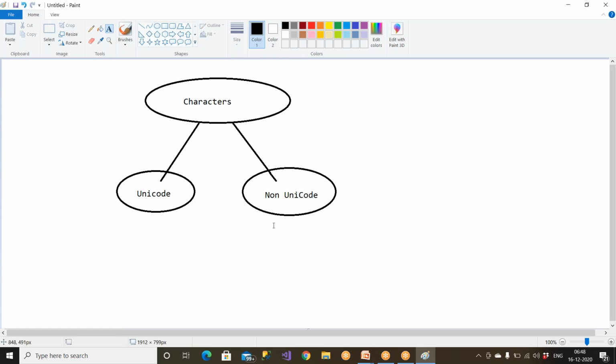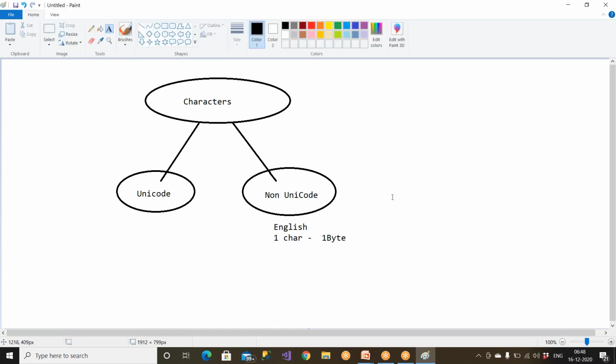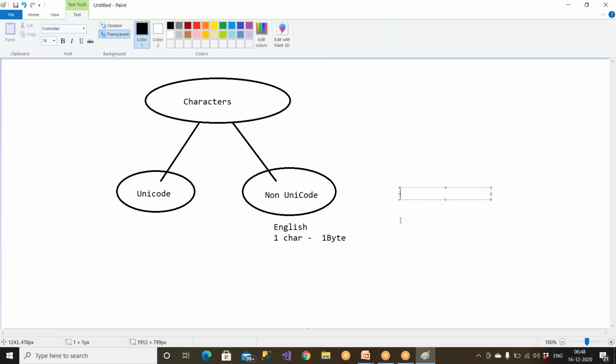Non-Unicode data means it is purely the data coming in English. Each character will take 1 byte of space. So that is what you need to understand. Non-Unicode means it is purely English language data. For example, I wanted to store my name. I write my data in English, right? And this is my name. I'm going to be writing my data in English. So this is what is called non-Unicode data. You're storing the data in English.